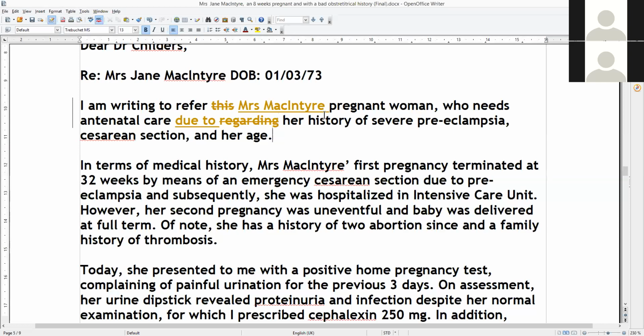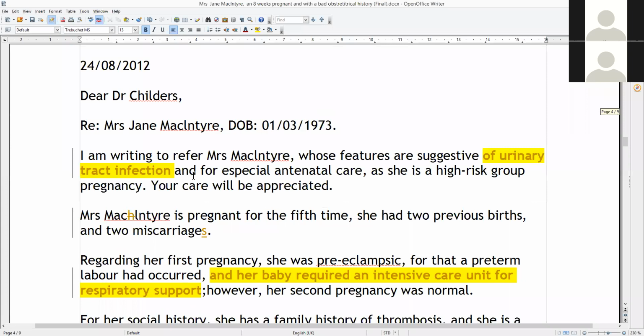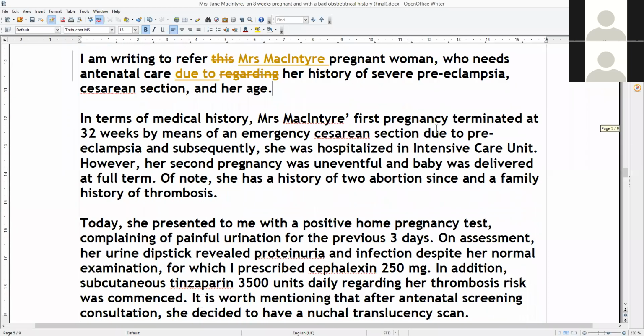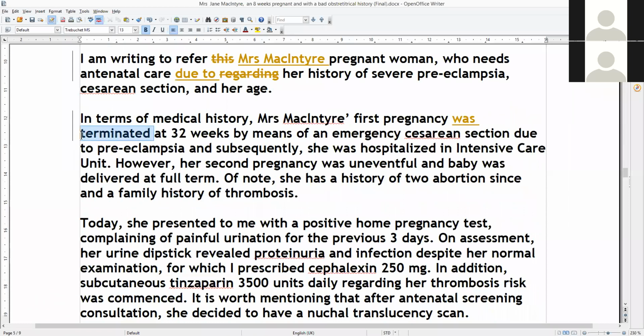Okay, now you notice here there's no mention of the UTI because it's not a major issue, a secondary issue. The major thing is, she is 38, she's had eclampsia and problems in the past, so therefore she needs assistance. Okay, in terms of medical history, now first pregnancy, we need a verb, was, but it wasn't terminated. A termination is like an abortion. In strict English terms you could say her pregnancy was terminated because she gave birth, but a termination usually means when something ends, end of life. It's like an abortion. So I wouldn't use terminated.